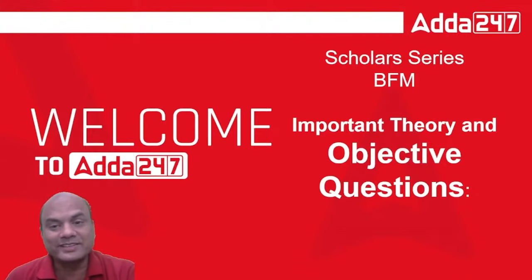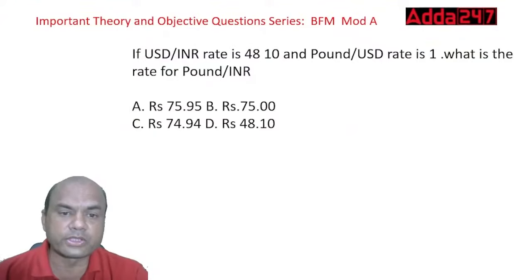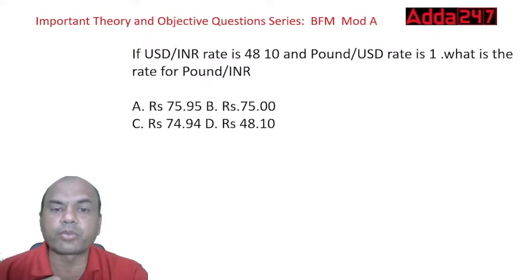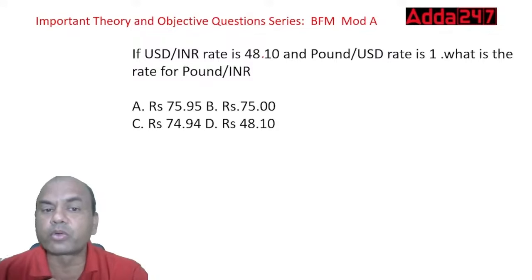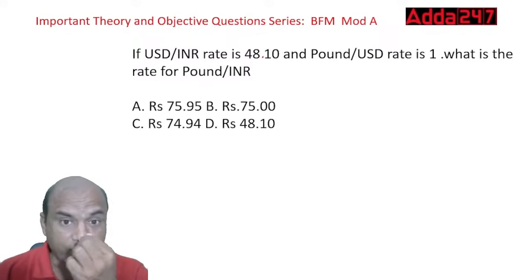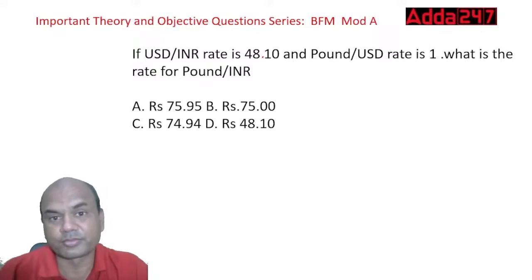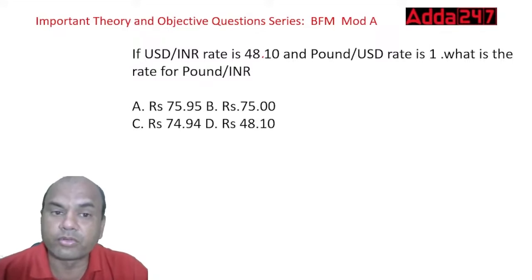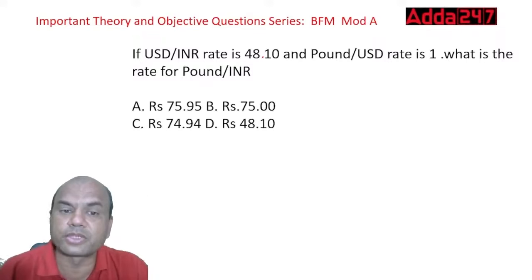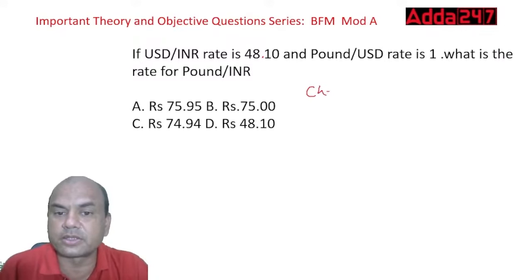Okay, let's start. If the USD to INR rate is given as 48.10 and the pound to USD rate is given as 1, what is the rate of pound to INR? What is to be used here? We'll be using the chain rule, right? What is the chain rule?